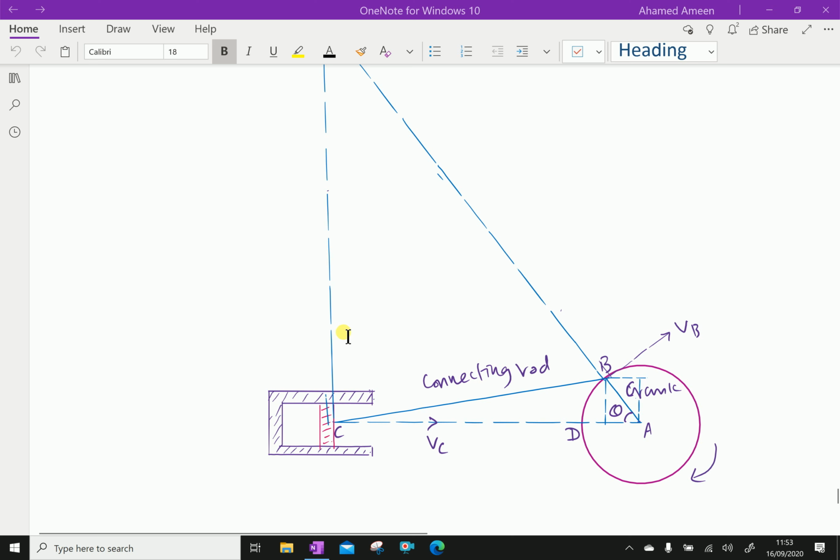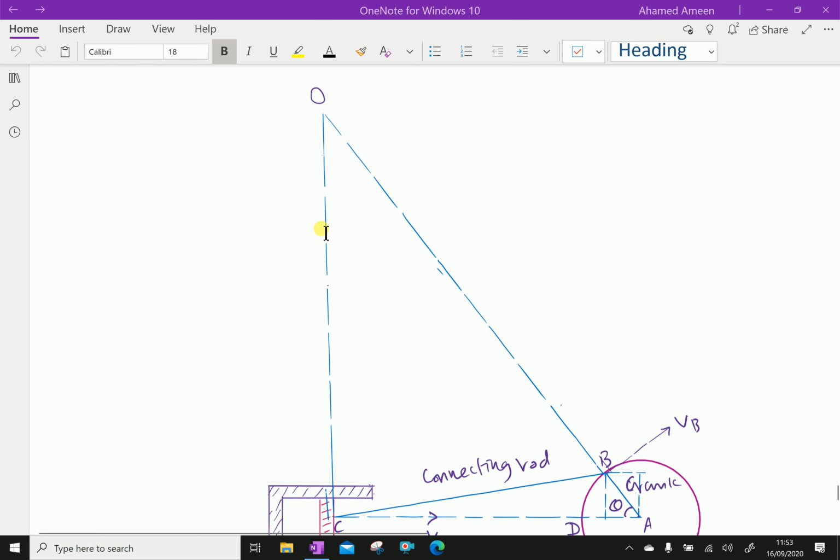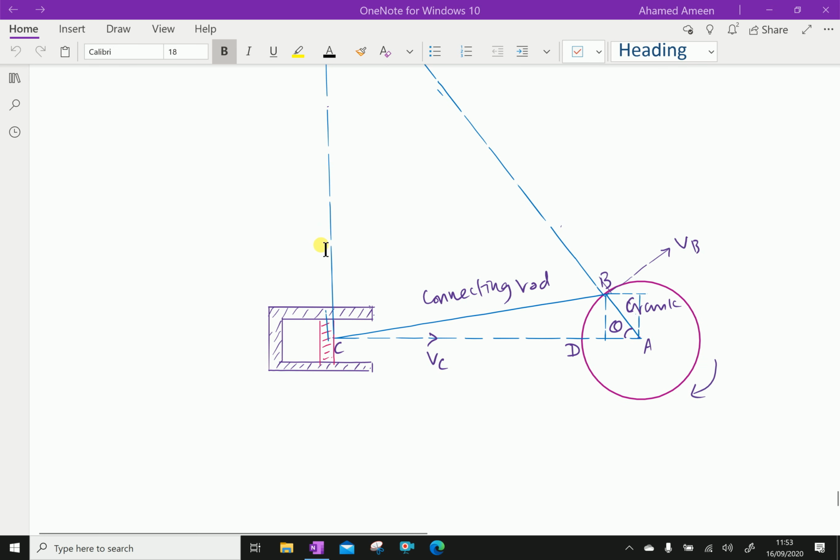Here, consider a mechanism of a reciprocating pump in which AB is the crank and BC is the connecting rod, and C is the piston. Let O be the instantaneous center of the connecting rod BC.